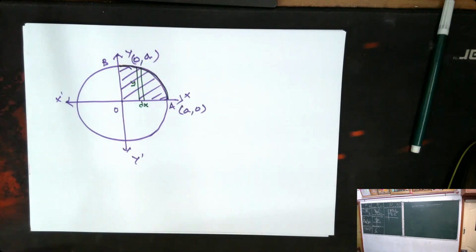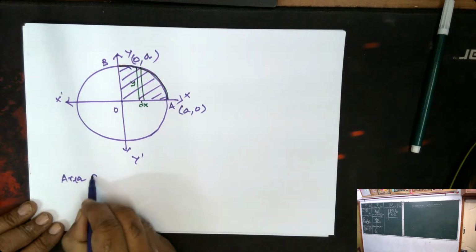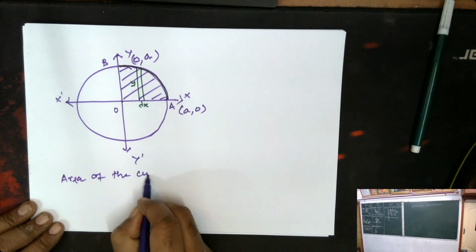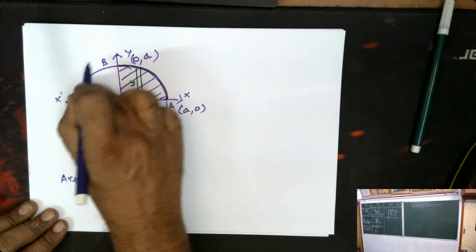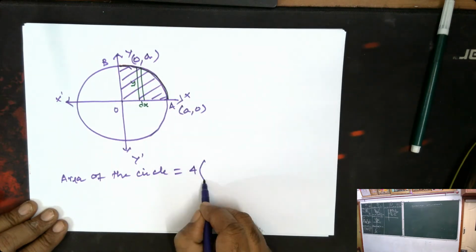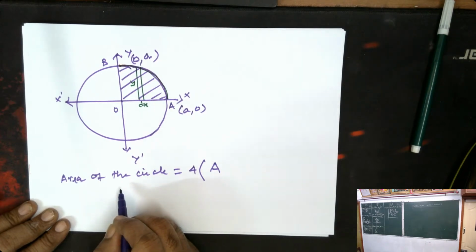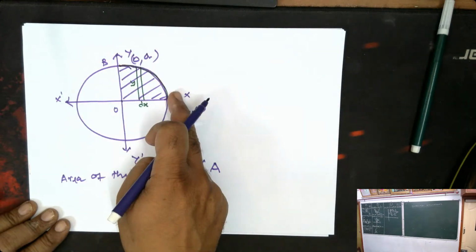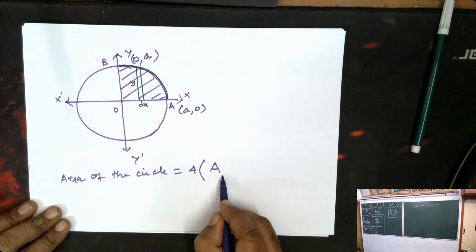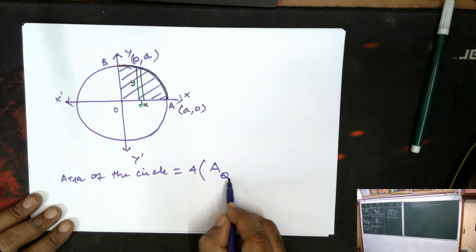Now let us proceed. The area of the circle is given by, now you have 4 quadrants, 4 into the area of the region A, O, B, A, bounded by the curve. So let me say this is the first quadrant. Okay, first quadrant.